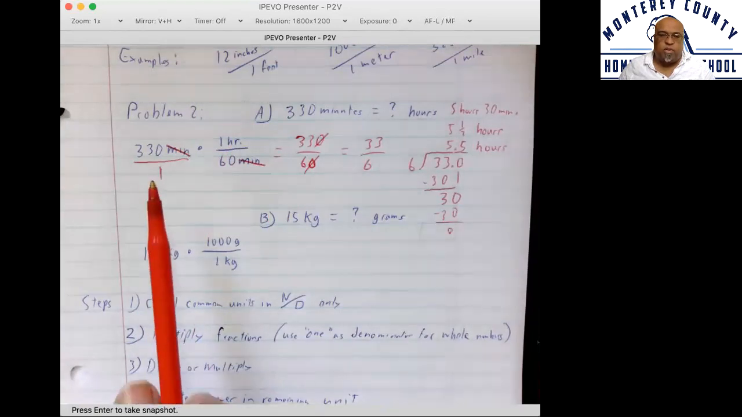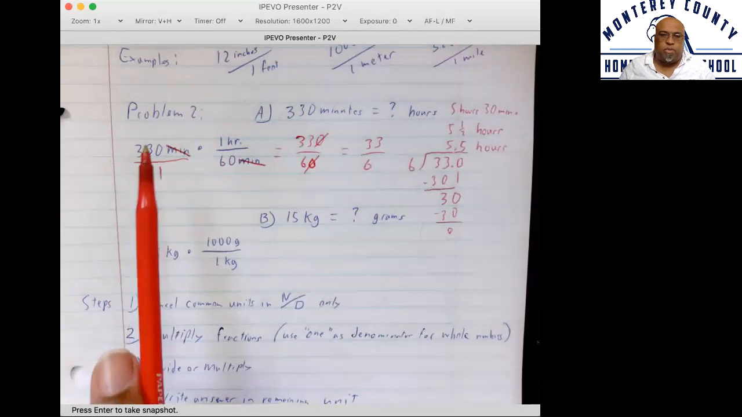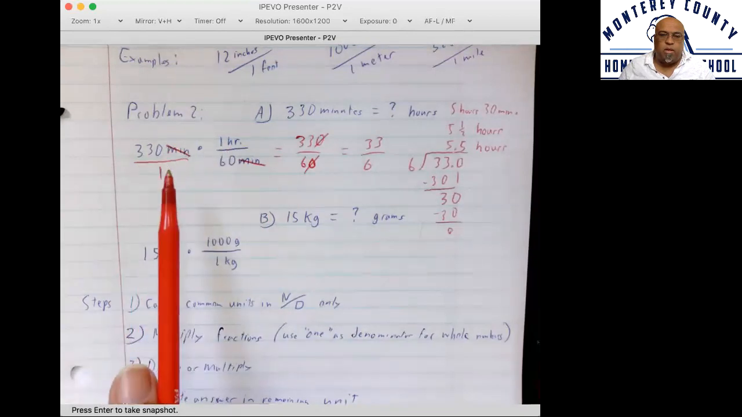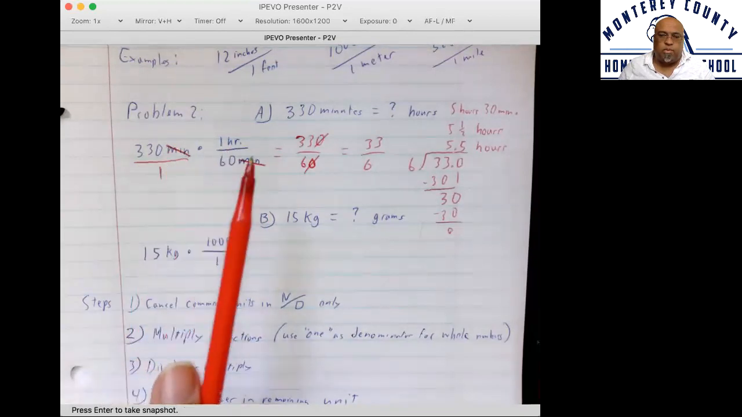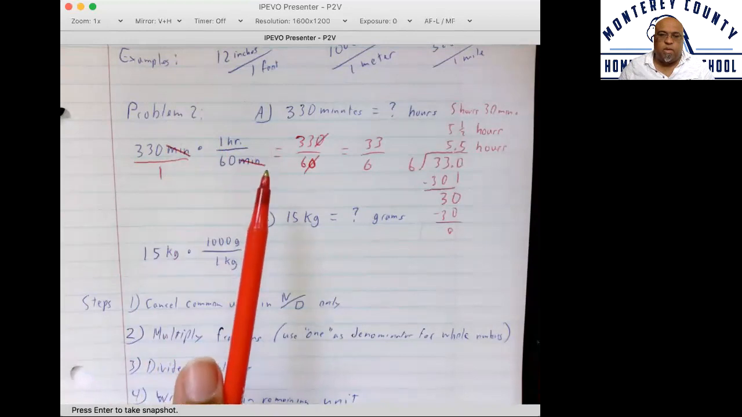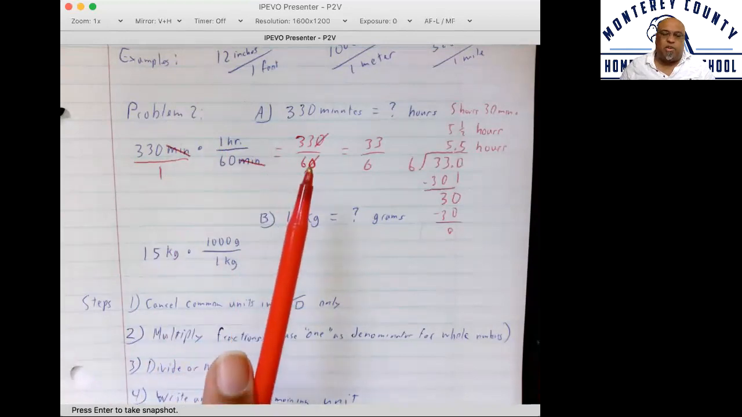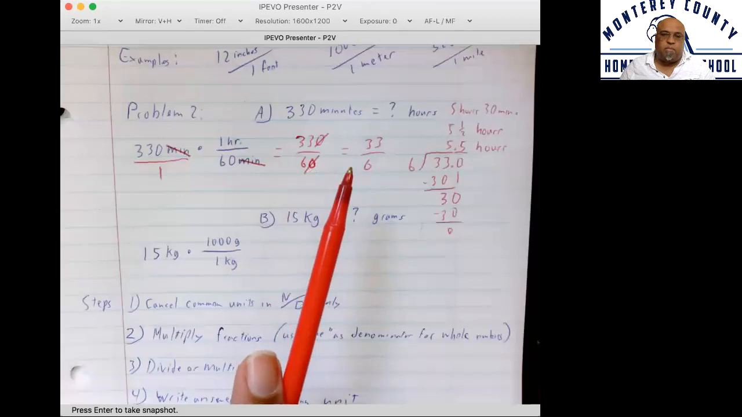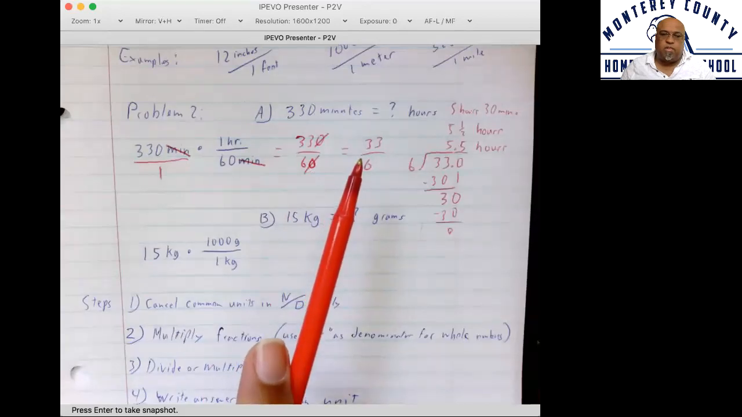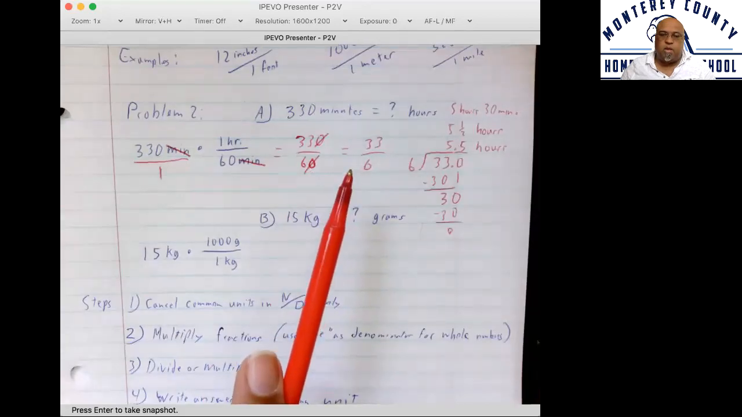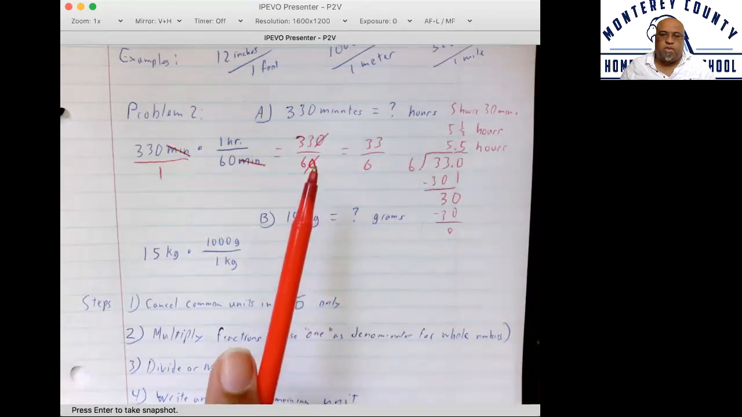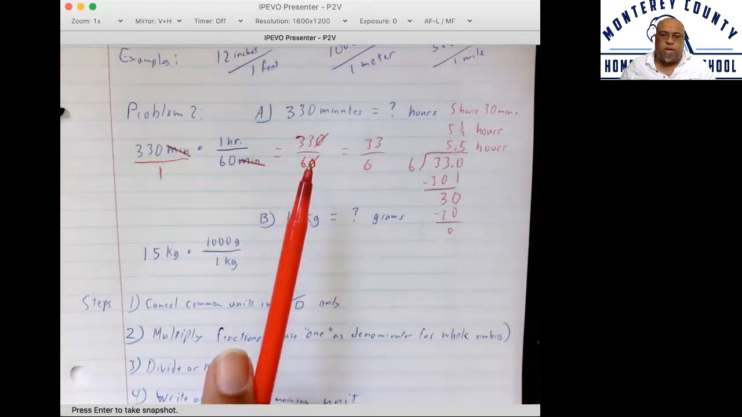Okay, multiply the fractions. Make sure they use 1 as a denominator. So I multiplied across 330 times 1, and then 1 times 60 is equal to 330 over 60. I simplified, which you don't necessarily have to do, but it just made it easier in my mind, to 33 over 6. By the way, you can only cancel zeros if they're common and if they're the last digit, meaning the digit furthest to the right.